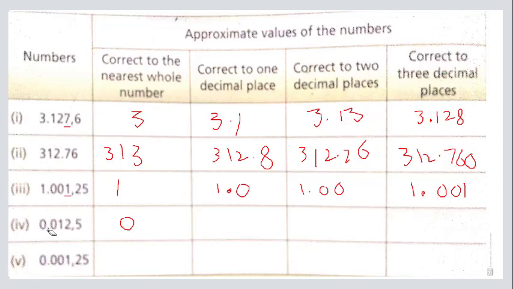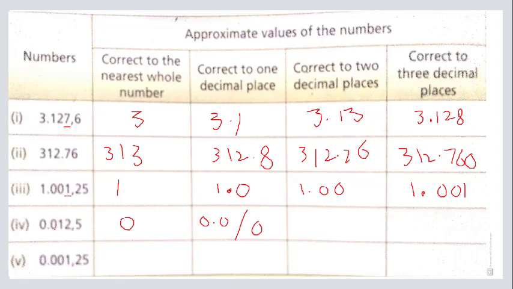Now to the first decimal place. First decimal place is 0, and after this 0 there is 1. 1 is less than 5, so this 0 remains 0. Now in this you can either write 0.0, or simply you can just write 0 in the answer. 0.0 is also 0.